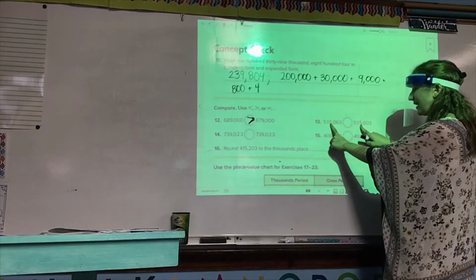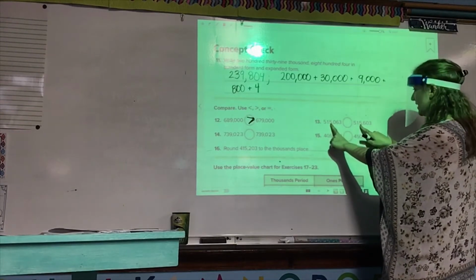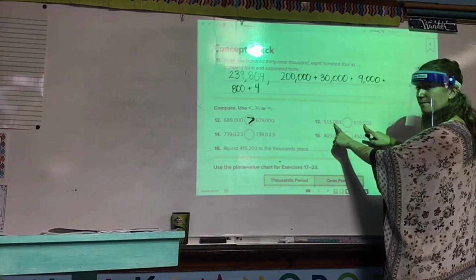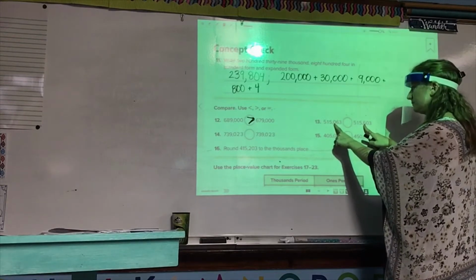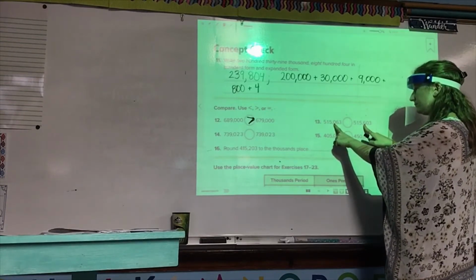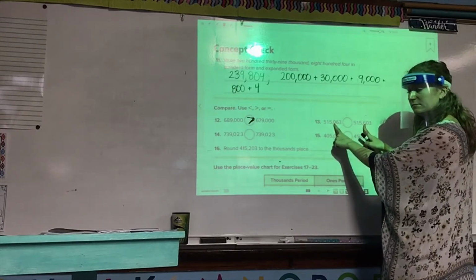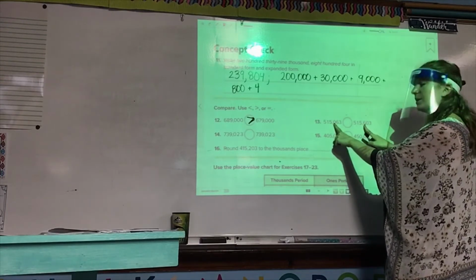What digits do I have here? 5. Can I compare two numbers that are the same? No. So I need to move one place over to the hundreds place. Good. What digits do I have there? You have a 0 and a 6. Good. Can I compare those? Yes.